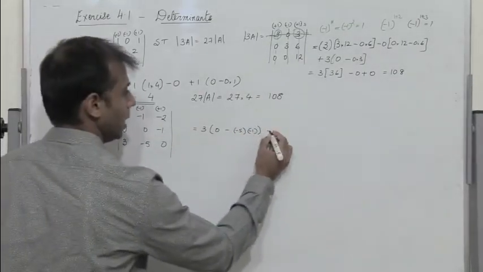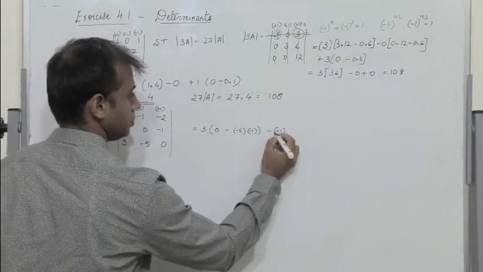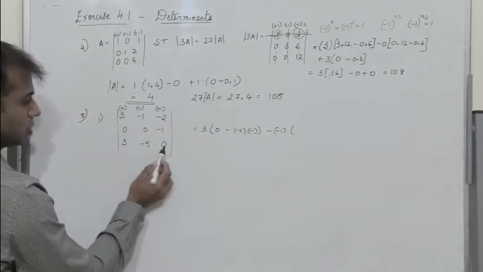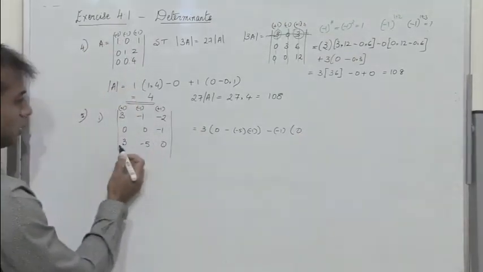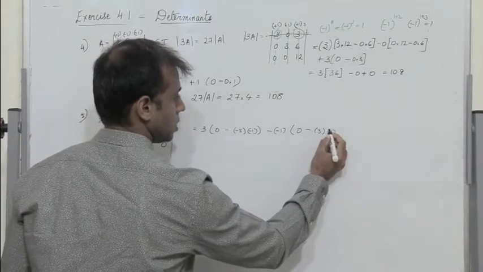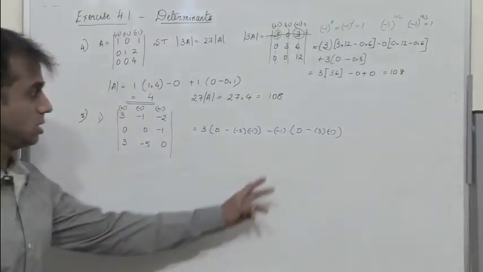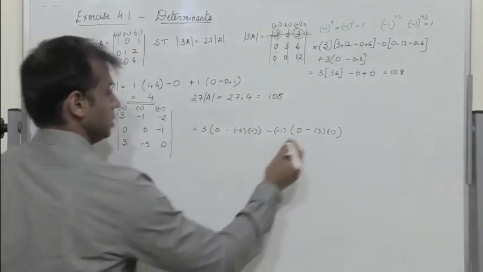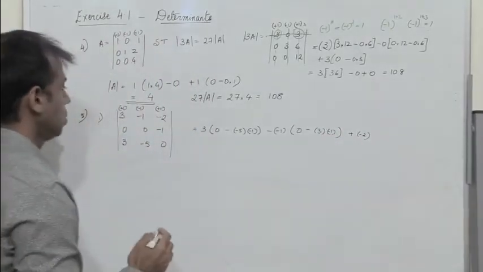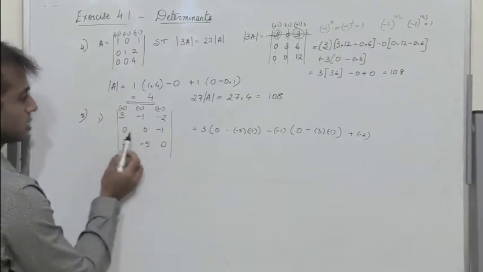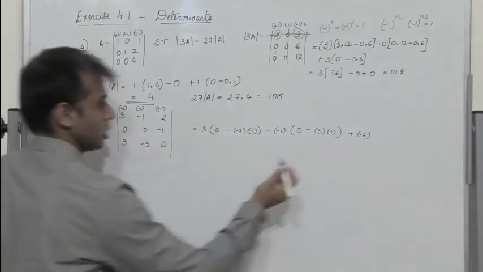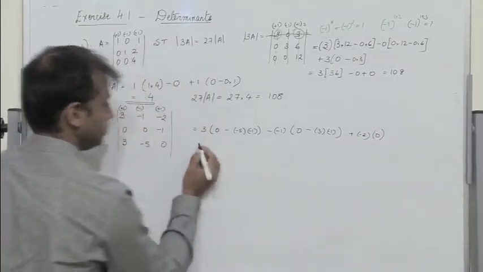Next we have minus of minus 1. So leave the second column and the first row, 0 into 0, minus of 3 into minus 1. So we need to be careful regarding the signs, right? Next, plus of minus 2. So I leave the third column and the first row. So 0 into minus 5 minus 3 into 0, which is nothing but 0.